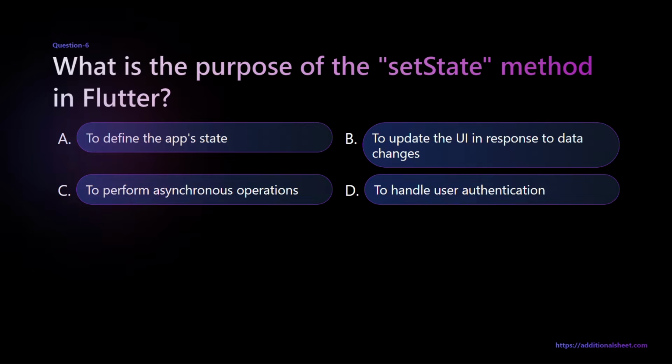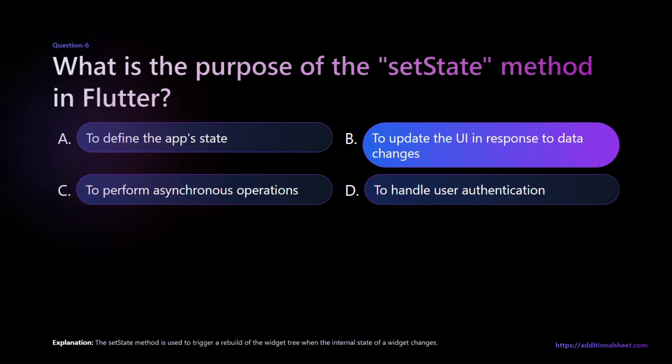What is the purpose of the setState method in Flutter? Option A, to define the app state. Option B, to update the UI in response to data changes. Option C, to perform asynchronous operations. Option D, to handle user authentication. The correct answer is option B, to update the UI in response to data changes.